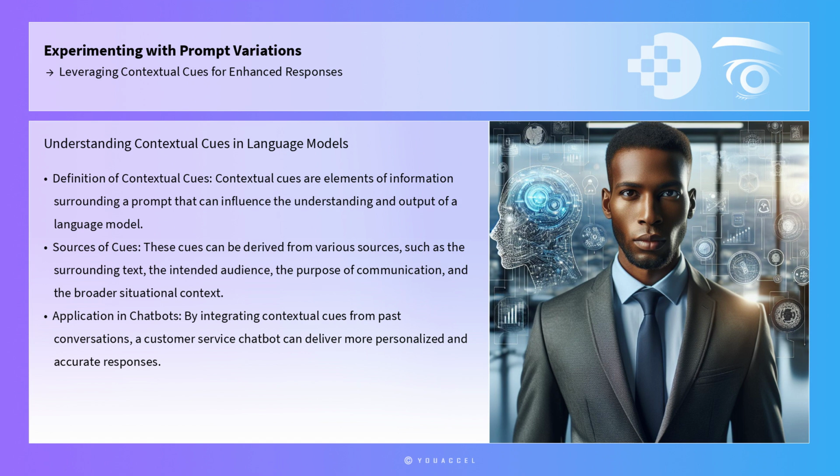Contextual cues are elements of information surrounding a prompt that can influence the understanding and output of a language model. These cues can be derived from various sources, such as the surrounding text, the intended audience, the purpose of communication, and the broader situational context. By leveraging these cues, prompt engineers can craft queries that lead to more precise, relevant, and useful responses.